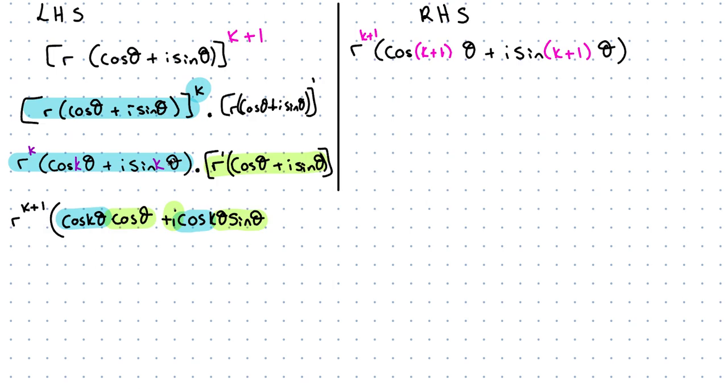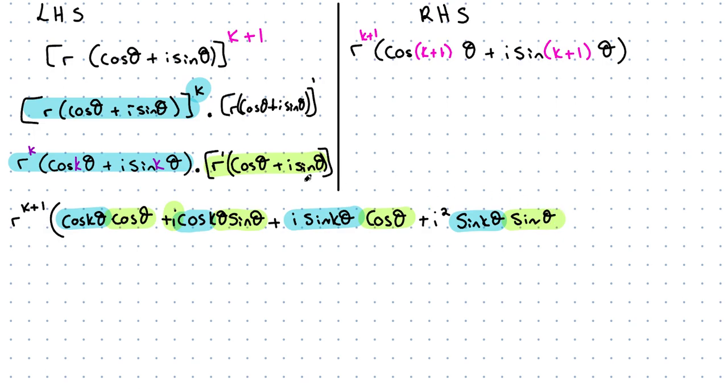Okay, now I'm going to do this. So I'm going to have plus i sine of k theta from the blue piece multiplied by the first part here, which is going to be cos of theta from the green piece. And then we've one more to go. I'm going to have i by i, which is i squared, and then I'm going to have sine of k theta from the blue part, and then from the green piece, I'm going to have sine of theta.